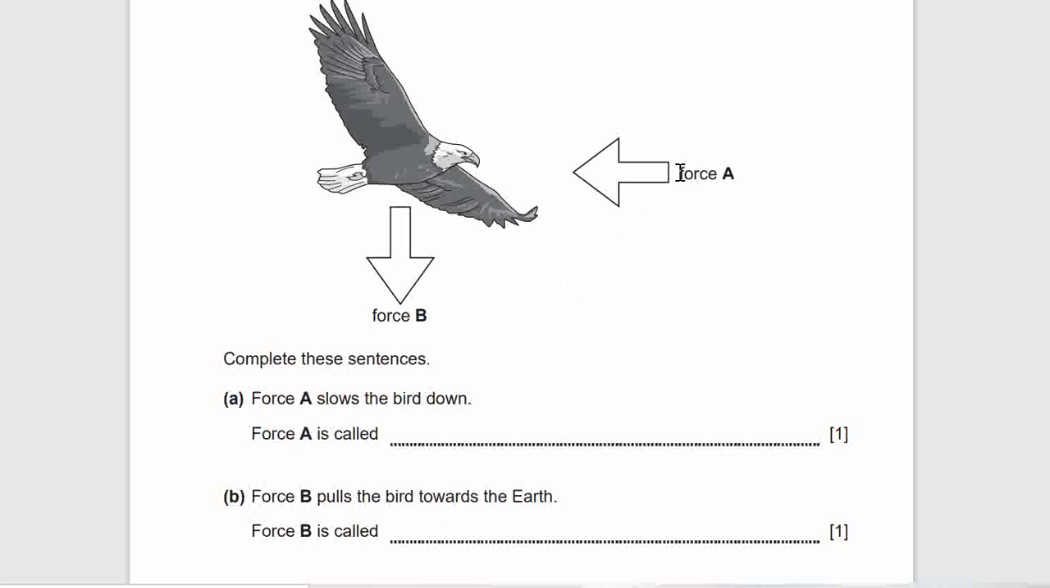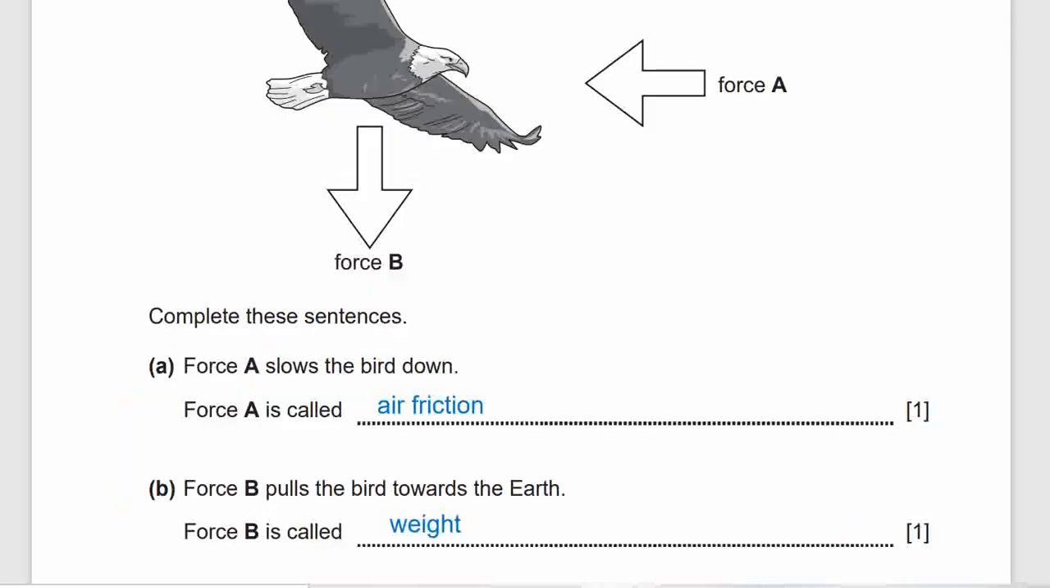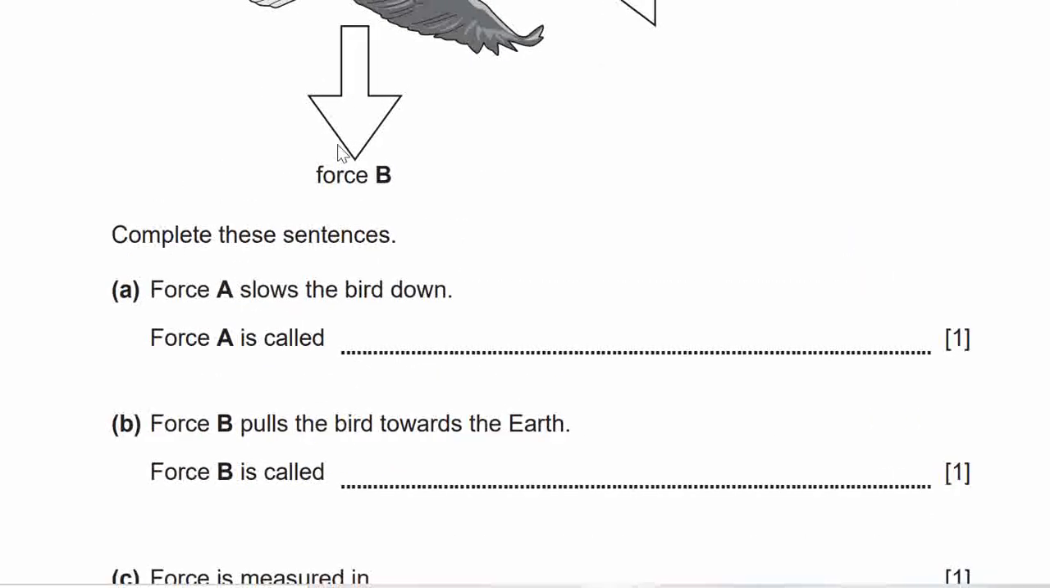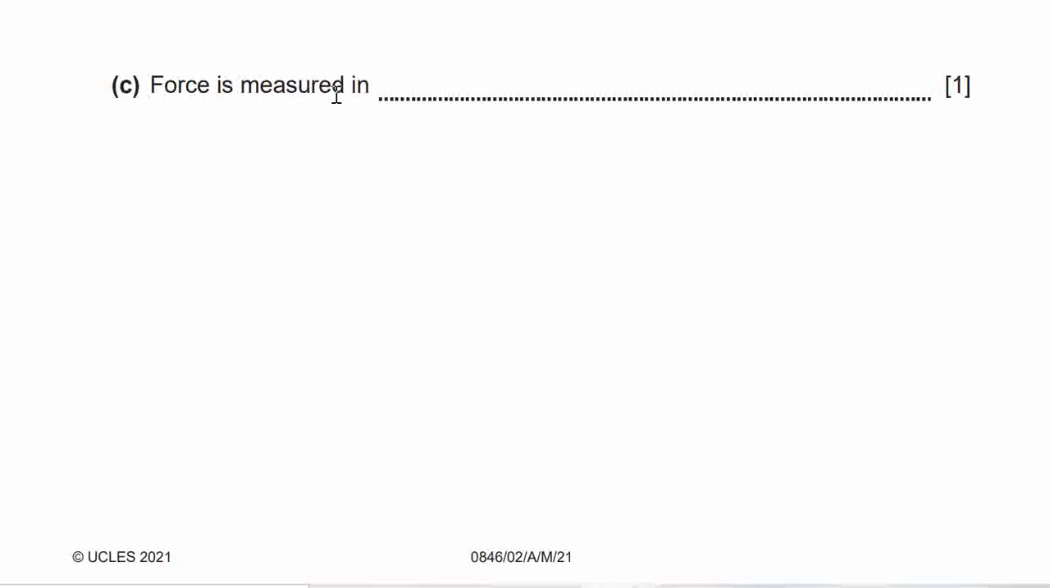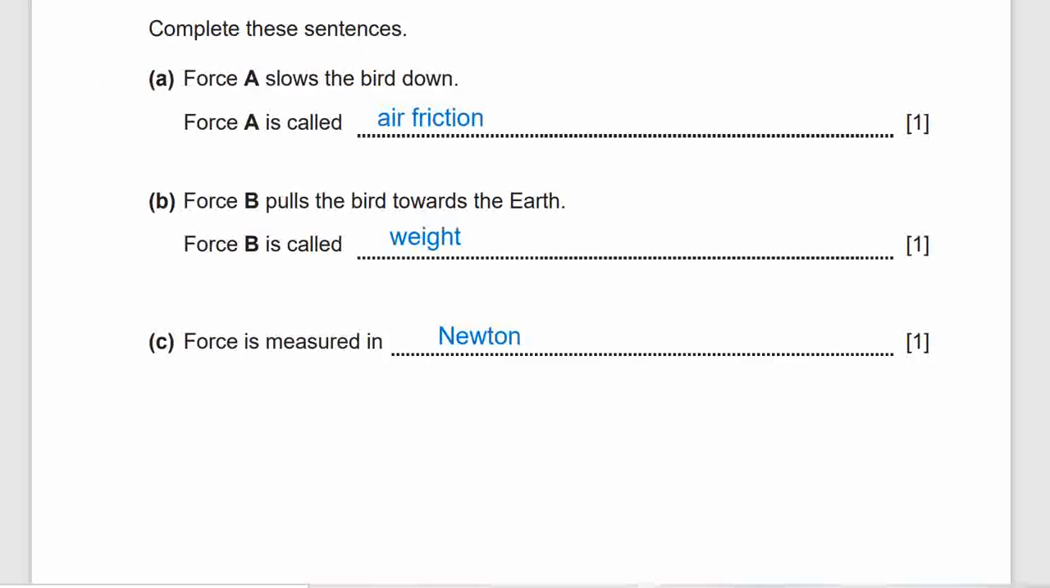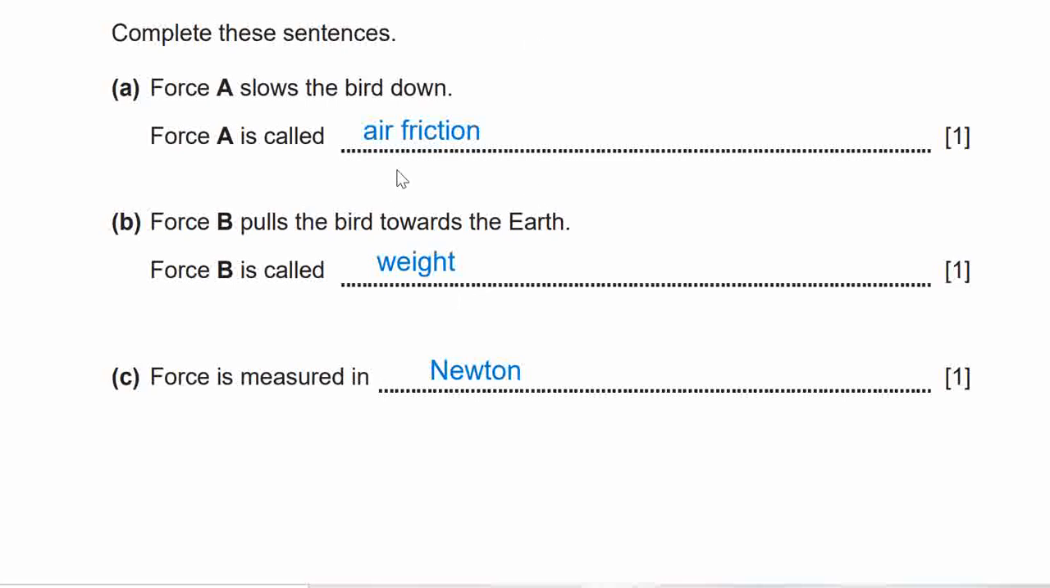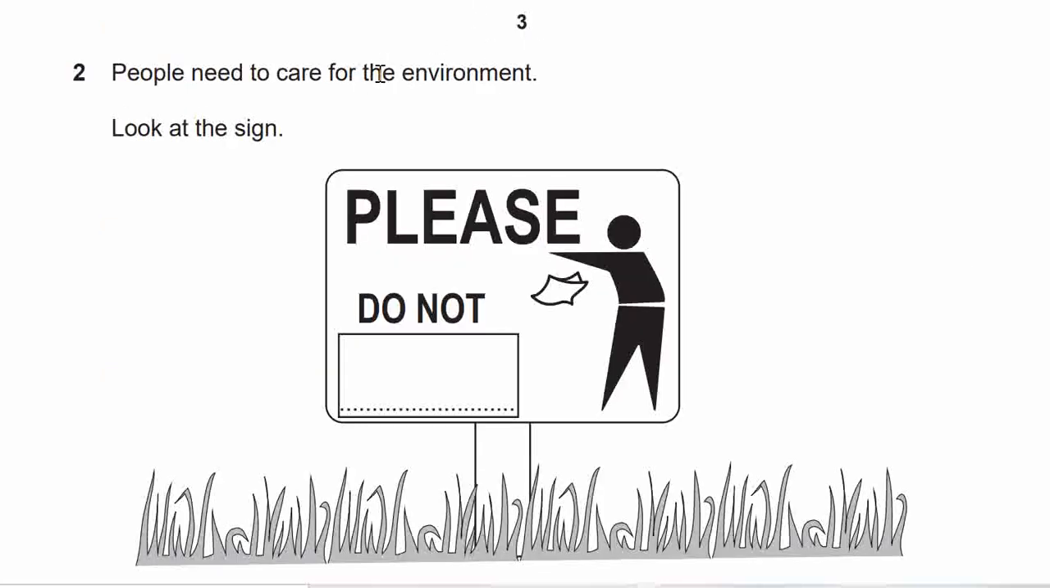Well, force A is the force that acts against the movement, so it should be air friction, while force B is the pull by gravitational force, so it should be weight. The weight of the bird is the force. So this will be our answer: force A is called air friction and force B is called weight. Next, let's move on. Now we have question C. Force is measured in Newton. Now let's check question 2.